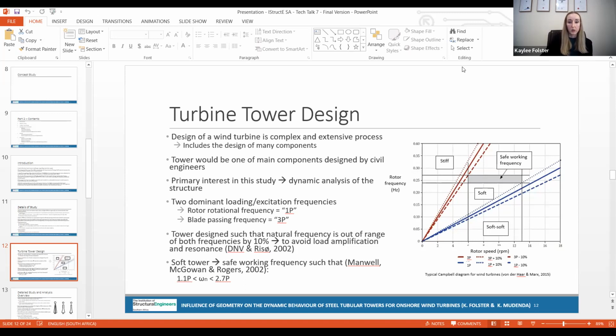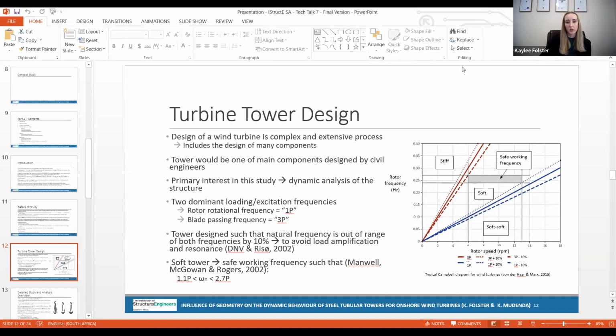So coming back to the turbine towers, in our case, we would have two loading excitation frequencies. The first would be your rotor rotational frequency, which will be referred to here as 1P. And the second would be your blade passing frequency. Because we're considering 3 blades, that would simply be 3P. So there are multiple ways of designing the tower. You could design your tower such that the natural frequency is kept below that 1P value. If you have a look at the graph there on the right, you would try and keep below the blue line.